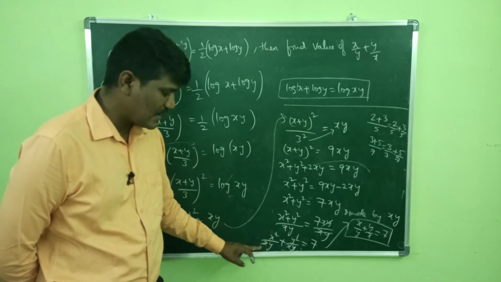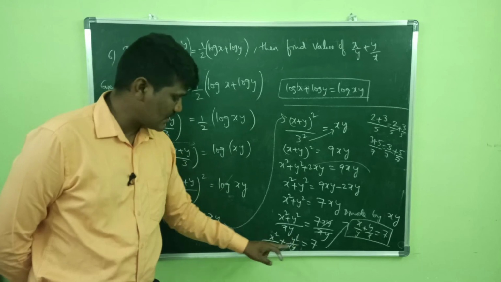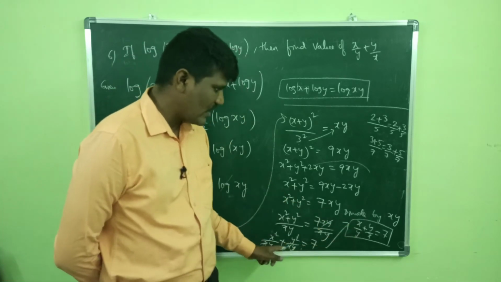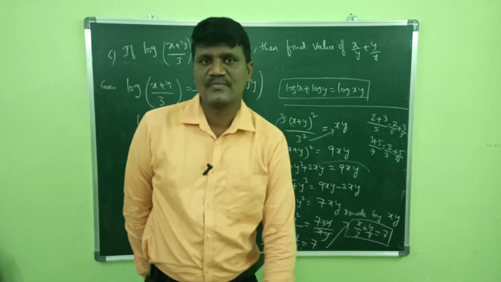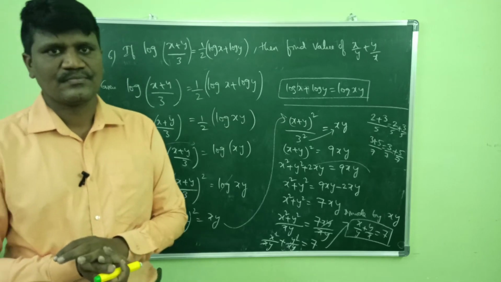So x² is there and the denominator x is there, x is cancelled, and y² is there, y is there, y is cancelled. So remaining x/y + y/x is equal to 7. So this type of questions also may be asked.